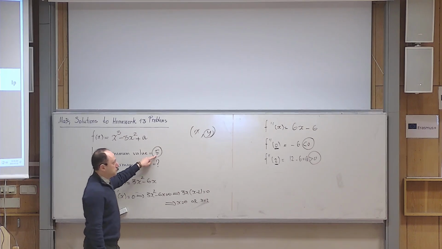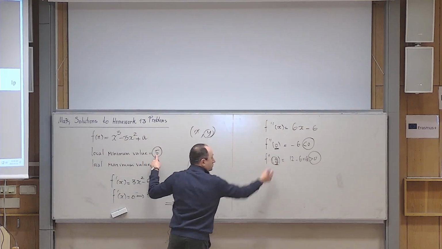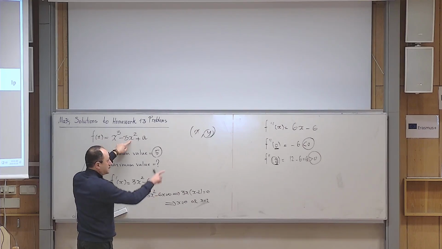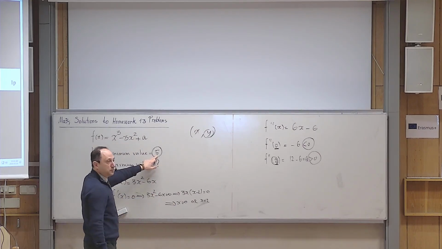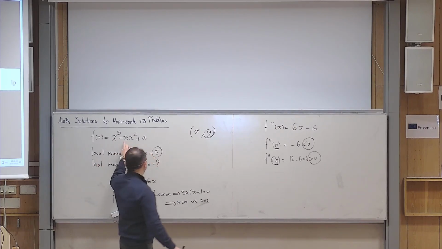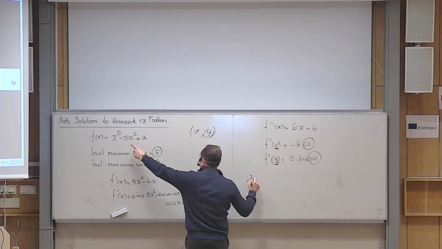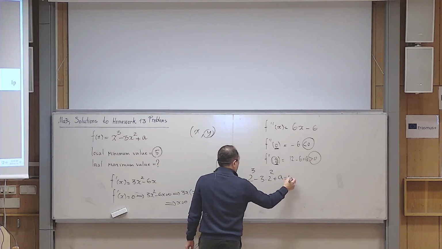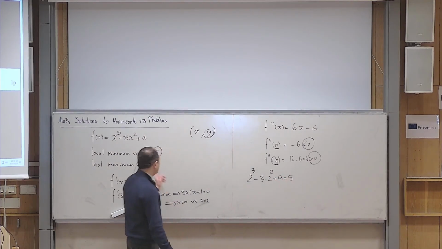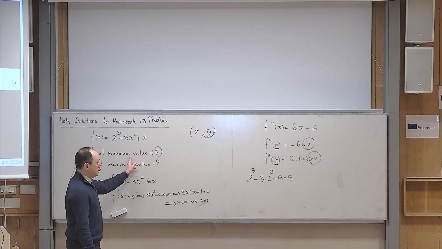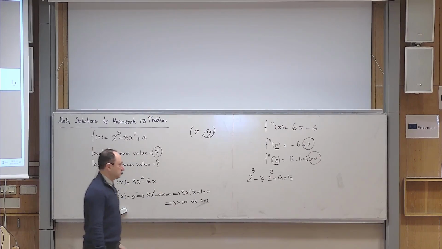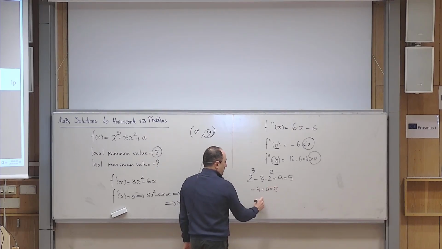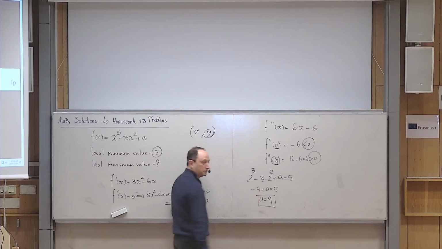Which one is responsible for the minimum? 2. So it means that if I go to my original function and replace x with 2, the output is supposed to be 5. So I will do that. I go to my function, replace x with 2. The answer is supposed to be 5. And this, I told you, this piece of information helped me to find the unknown. How? This is just 8 minus 12. So A is what? 9.